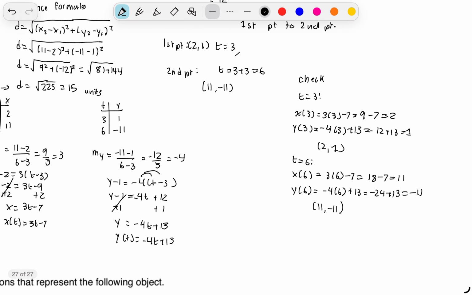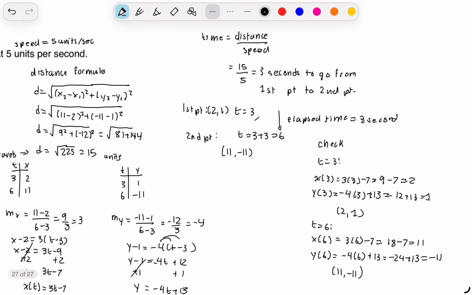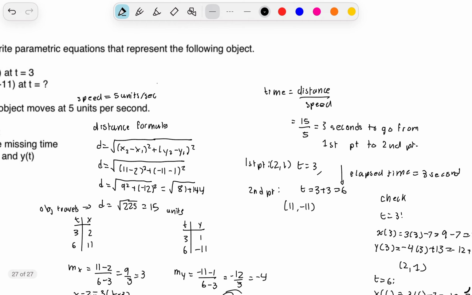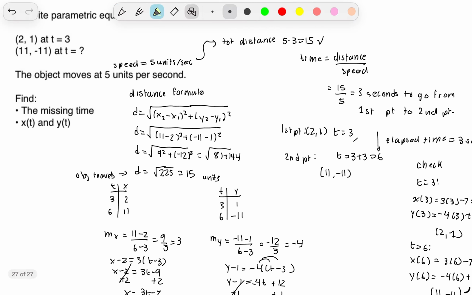So when you go from t is equal to 3 to t is equal to 6, that means your elapsed time is equal to 3 seconds. And because it's 5 units per second, your total distance is going to be 5 times 3 equals 15. And that matches the distance that we found too. So this also corroborates 15 units.